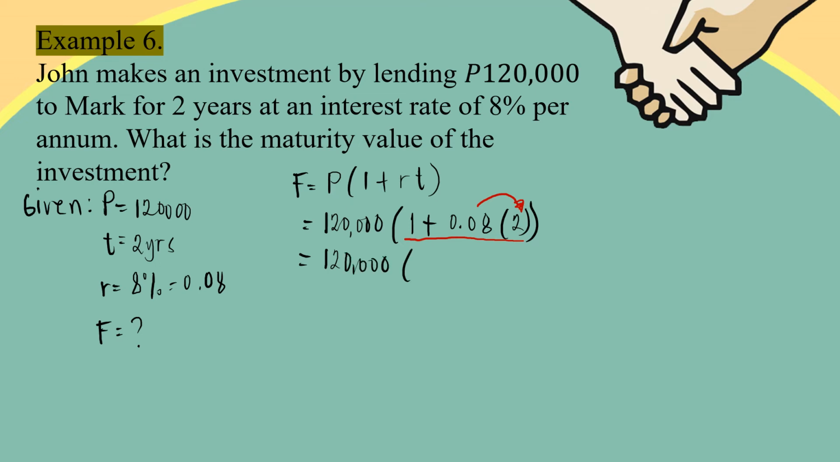Then 0.16 plus 1 is, sulat ko lang, 1.16. Yan. Then, multiply na yan. So, ang makukuha nating amount ay 139,200 pesos. So, ito na ngayon yung ating magiging maturity value. Okay, ganun lang.